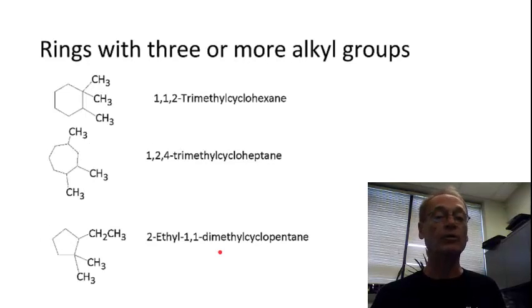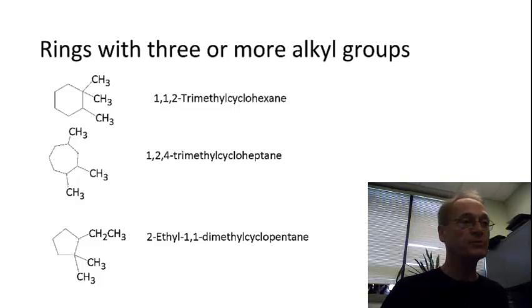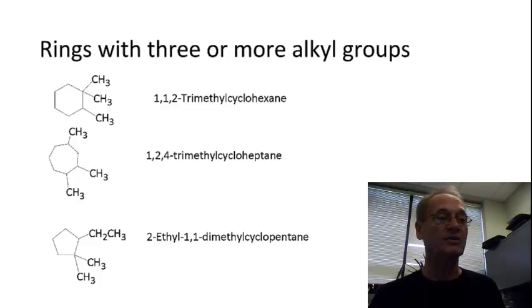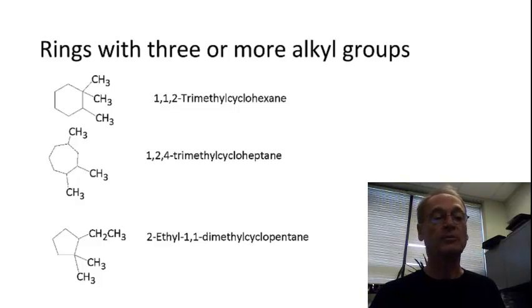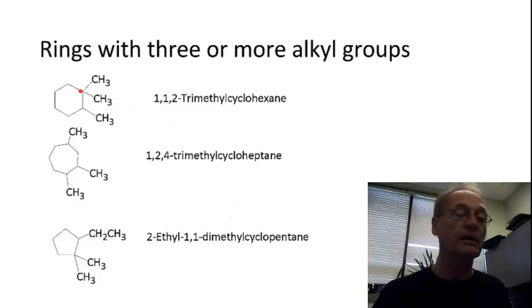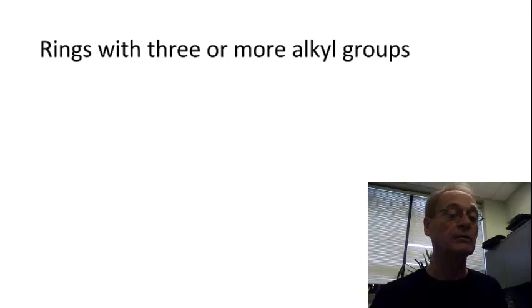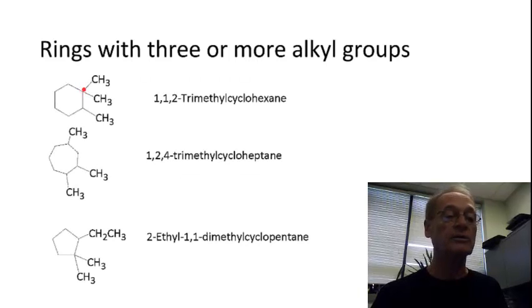Now, what if you have 3 or more alkyl groups? Well, you have to find one of those positions where an alkyl group is attached that will get you to the next branch point as soon as possible. And if you can't decide then, you have to go to the next branch point after that as soon as possible. In this case, it's easy. If this is number 1, we get to the next branch point also at carbon number 1. Whereas if this is number 1, we don't get to the next branch point until carbon number 2, and so this is number 1, that's number 2, so it's 1, 1, 2 trimethyl cyclohexane.